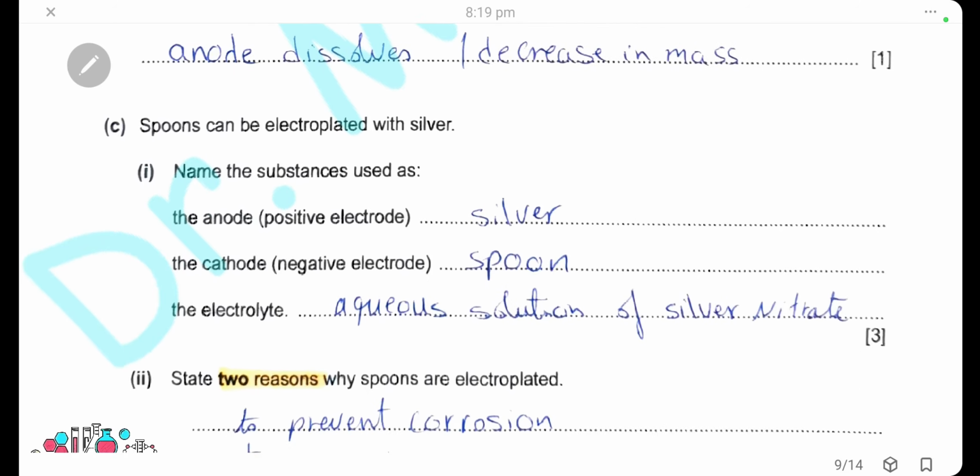Spoons can be electroplated with silver. Name a substance that can be used as the anode. To electroplate a spoon with silver, we have to use silver anode, and the cathode will be the spoon that we want to plate. The electrolyte has to be aqueous solution of silver nitrate, which is the metal that we want to plate with.